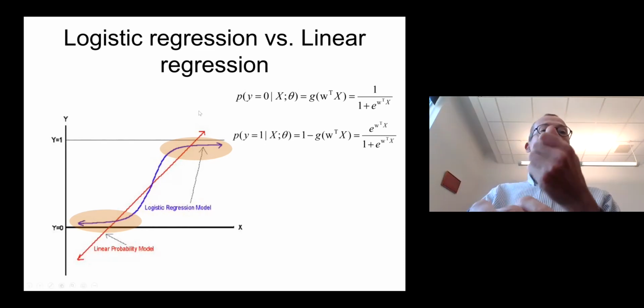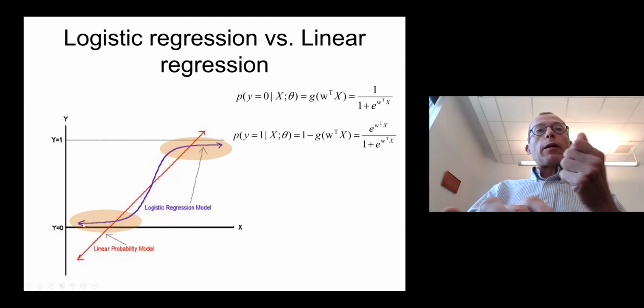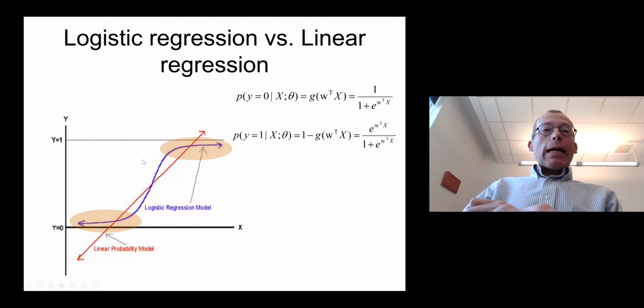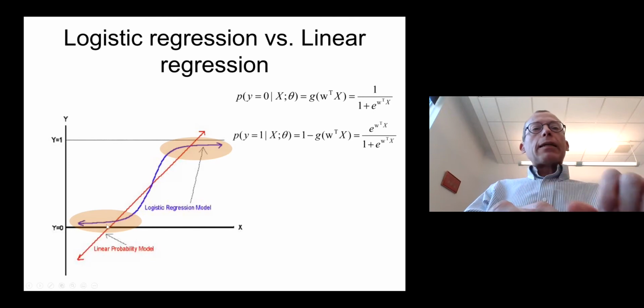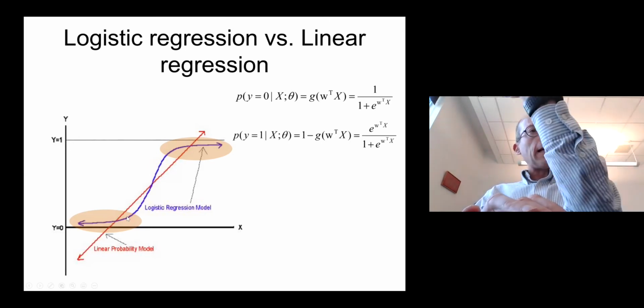So if Y is 0, we want the probability of Y equals 0 to be close to 0. And if Y is 1, we want the probability of Y equals 1 to be close to 1. Another important thing is that we control the shape of the boundary here. So the boundary is always going to be something like this.